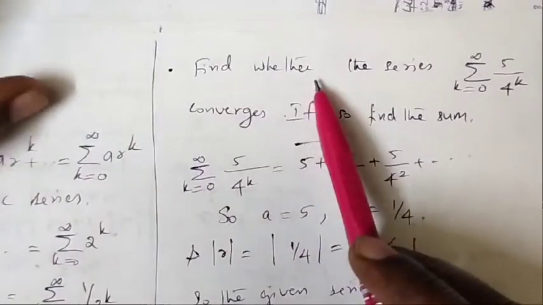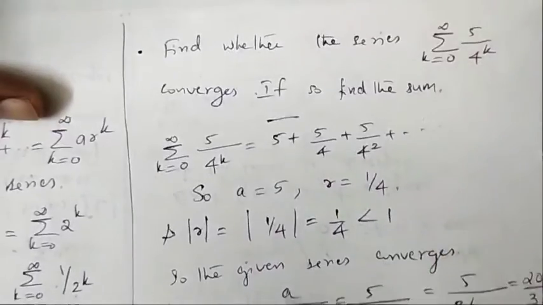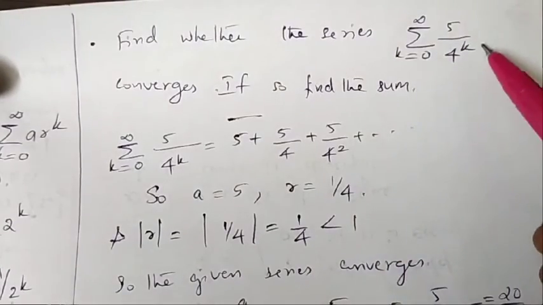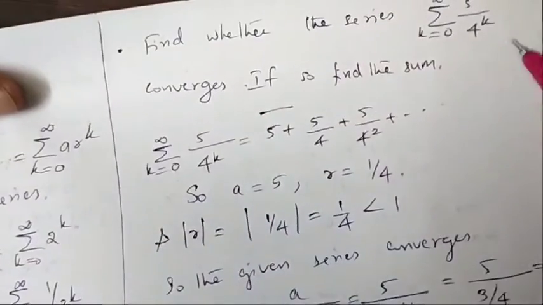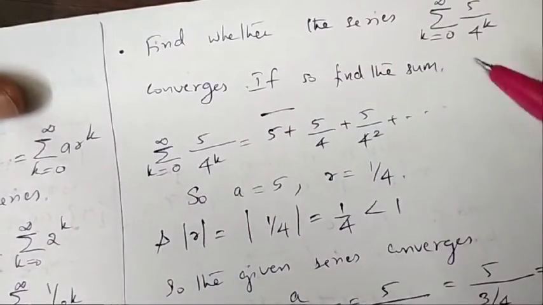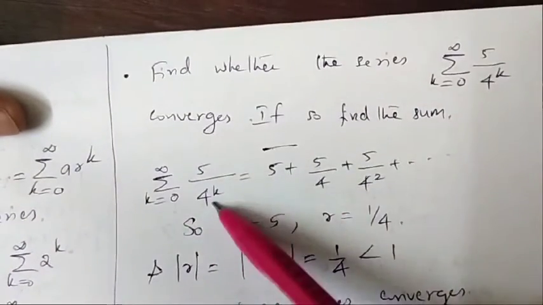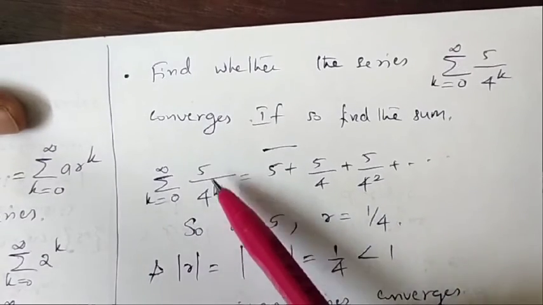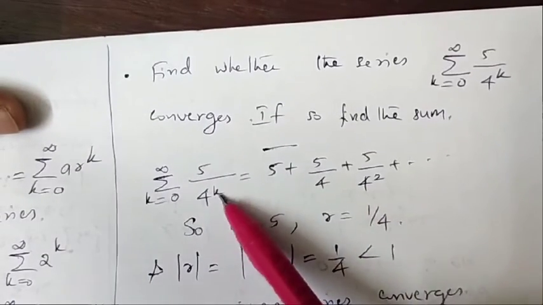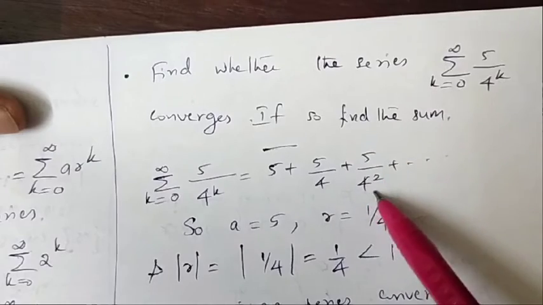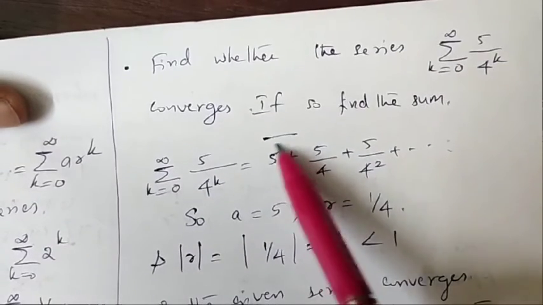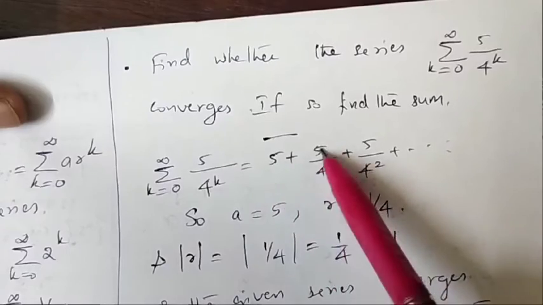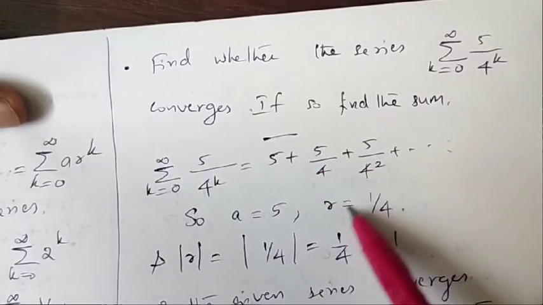For example, find whether the series sigma k from 0 to infinity 5 by 4 raised to k converges. If convergent, we can find the sum. So what is sigma 5 by 4 raised to k? Expanding, if k is 0, 4 raised to 0 is 1, so 5. If k is 1, 5 by 4. K is 2, 5 by 4 square, etc. So which is the first term? First term is 5. What is the ratio? 5 into what is 5 by 4? 1 by 4. So r is 1 by 4.